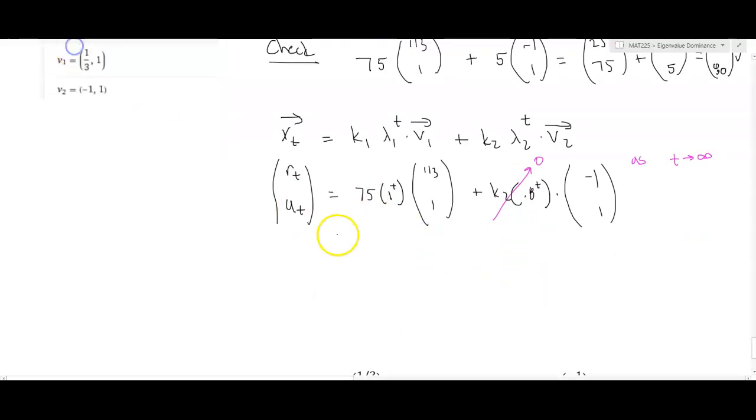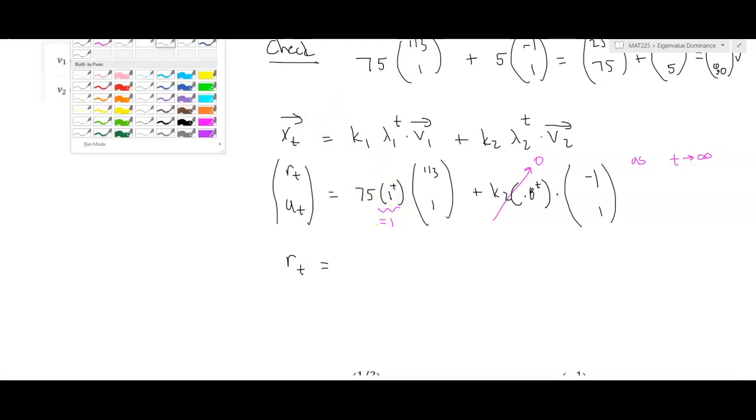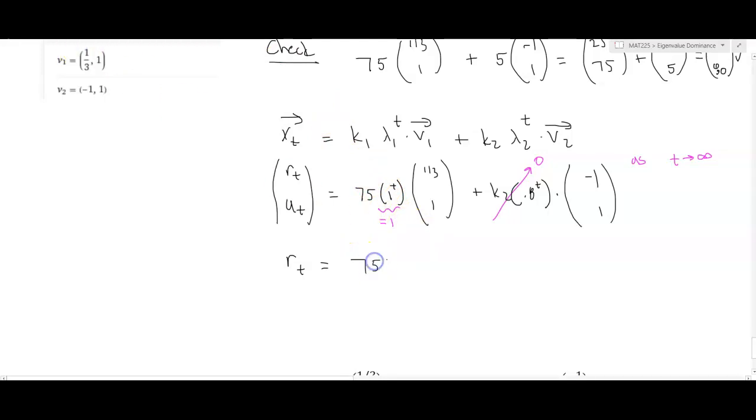But let's write this out in scalar form. So r sub t is equal to 75 times 1 to the t times 1/3. Again, 1 to the t is just equal to 1 for all t. And so we'll have 75 times the 1/3, which is just 25. And so for u sub t down here, let me write this in vector form, 75 times 1 to the t times 1 is just 75. And then I'm going to add to that k2 times 0.8 to the t times -1. So my k2, I forgot to write it in here. Here, my k2 was actually 5.